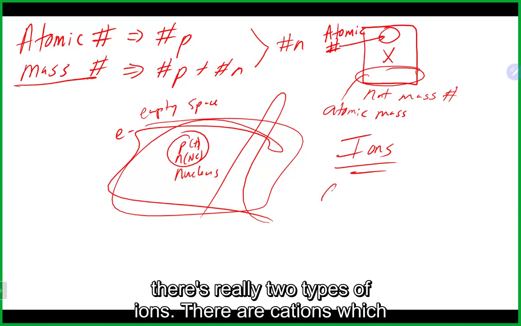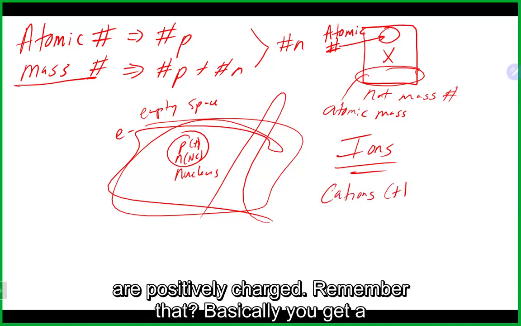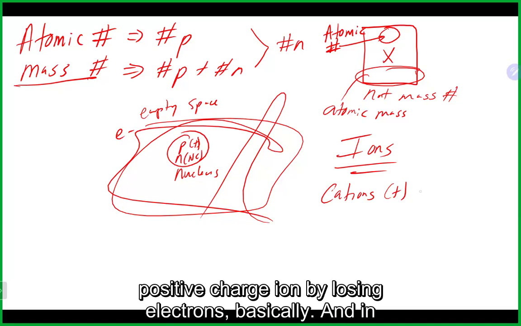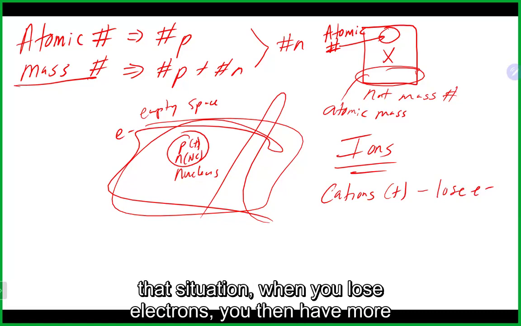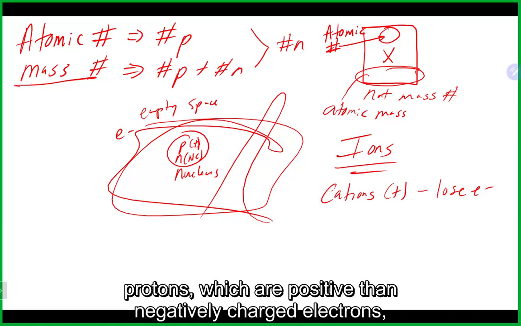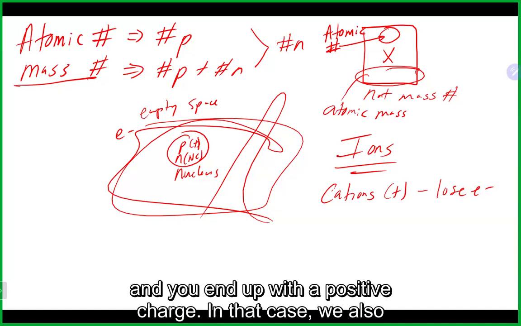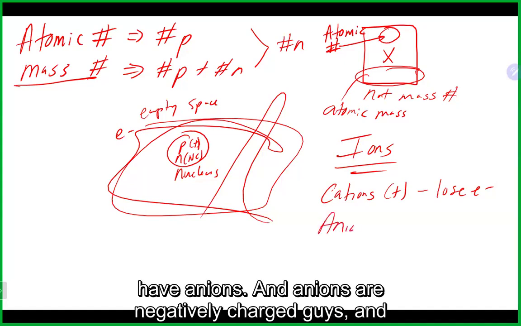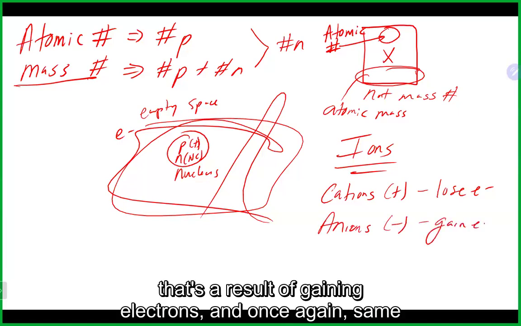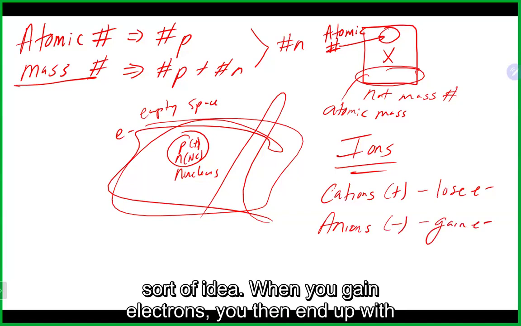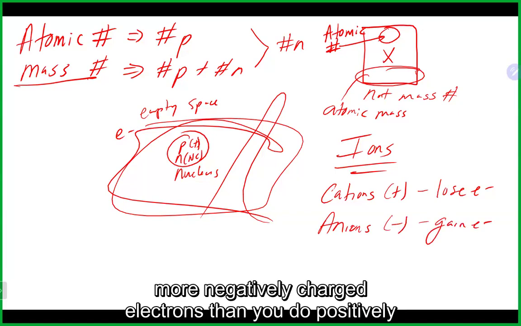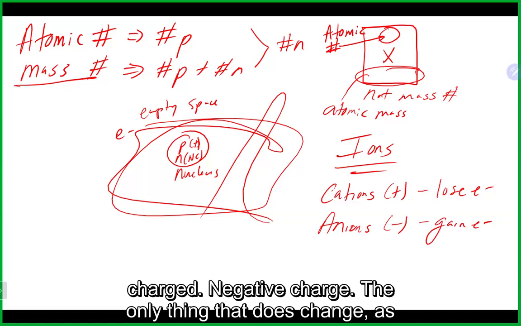And there's really two types of ions. There are cations, which are positively charged. Remember that basically you get a positive charge ion by losing electrons. And in that situation, when you lose electrons, you then have more protons, which are positive, than negatively charged electrons. And you end up with a positive charge in that case. We also have anions. And anions are negatively charged guys, and that's a result of gaining electrons. And once again, same sort of idea. When you gain electrons, you then end up with more negatively charged electrons than you do positively charged protons.